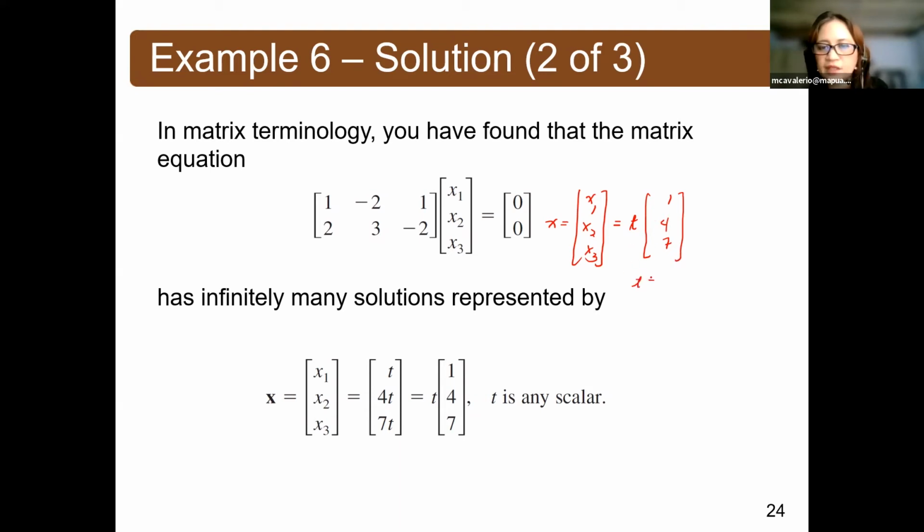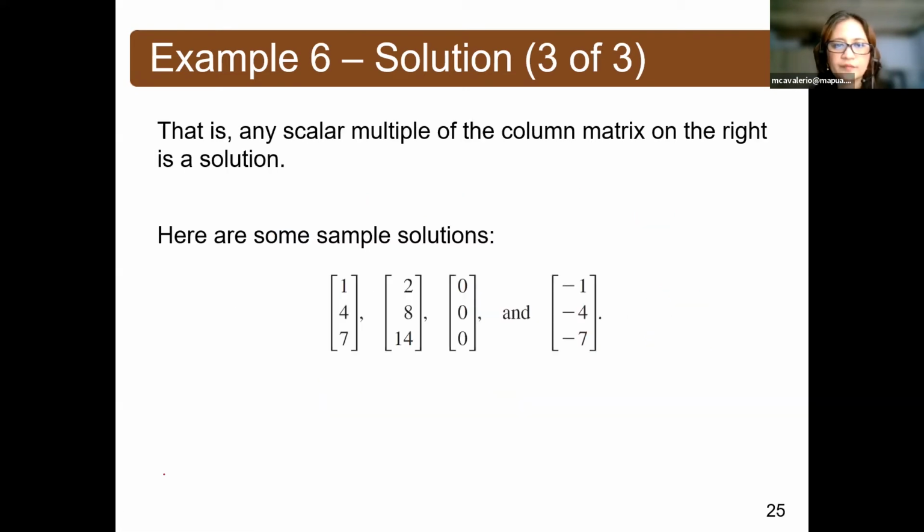Say if t is 0, then the solution is simply trivial. Whereas if t is equivalent to 1, then the particular solution is 1, 4, 7, and so on and so forth. So this system of equations has infinitely many solutions.